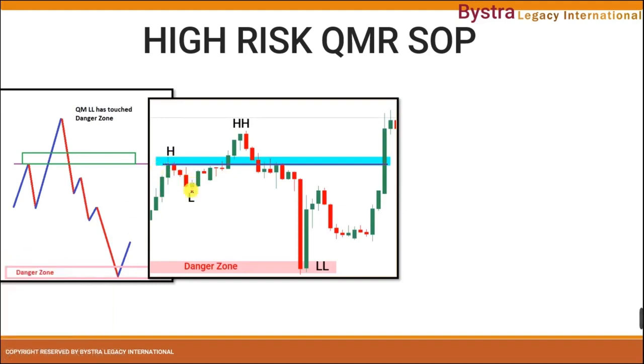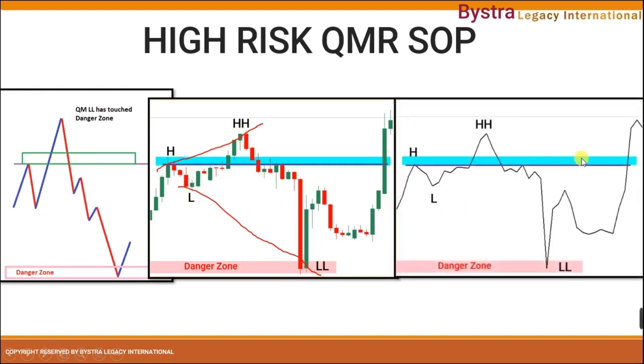We have the high, low, higher high. We have the over and the lower low, we have the under. However, as we can see here, this price, the lower low, has already touched the danger zone. Therefore, the risk of this QMR has become super high, even though this QM pattern is very beautiful.